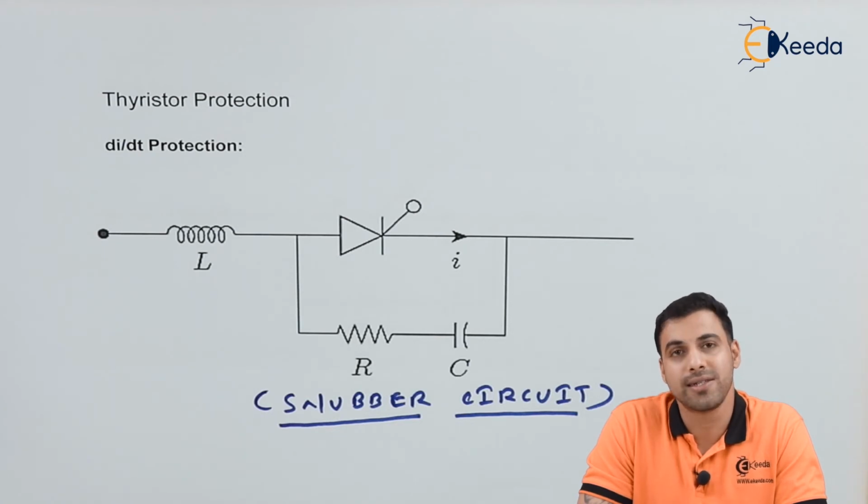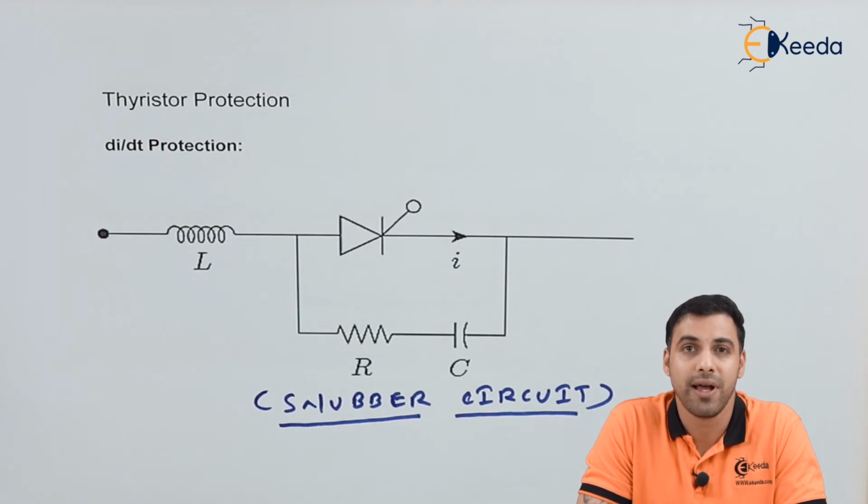What if there is a sudden rise of electric current, or di/dt is extremely high, in a thyristor? In that case, the thyristor might get damaged and the entire equipment might get damaged, because it leads to an unintended flow of electric current through the thyristor or an unintended triggering of the gate circuit of the thyristor.